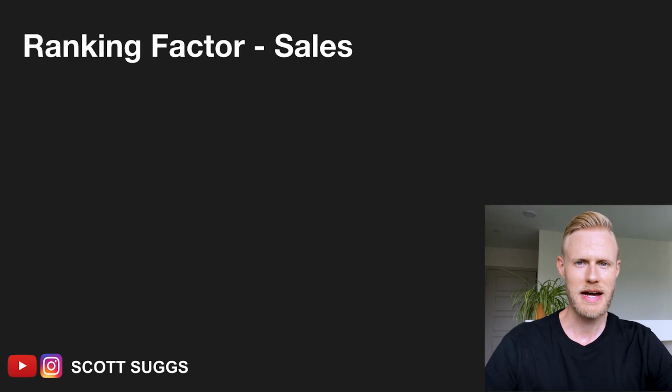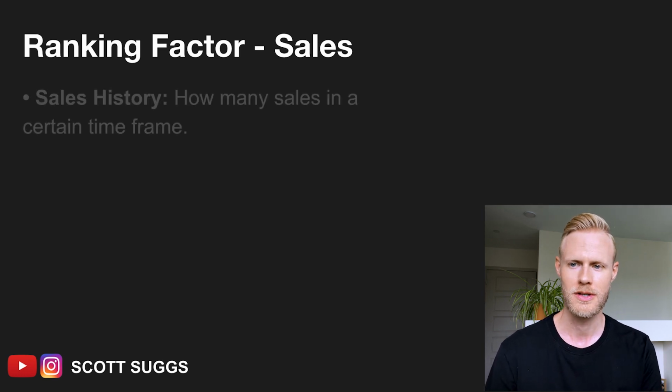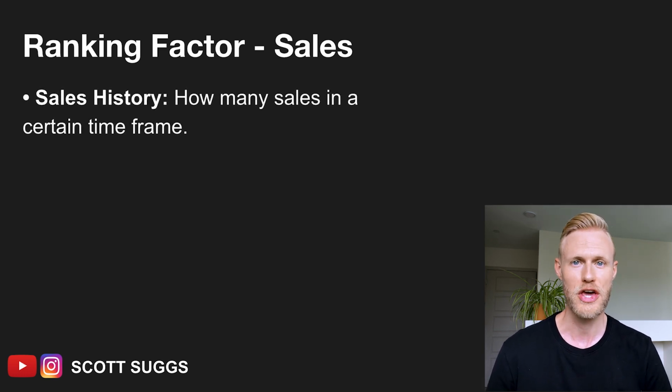So the first ranking factor we're going to get into here is sales. Now, all of these ranking factors are in no particular order, but I will say that sales is probably the most important one. There's a lot of different aspects that go into it, so let's get into those. The first one I have here is sales history. This is how many sales in a certain time frame. So it could be maybe within a day, within a week, within a month, a quarter, a year. These are all things that Amazon is tracking, so they know your overall sales history.